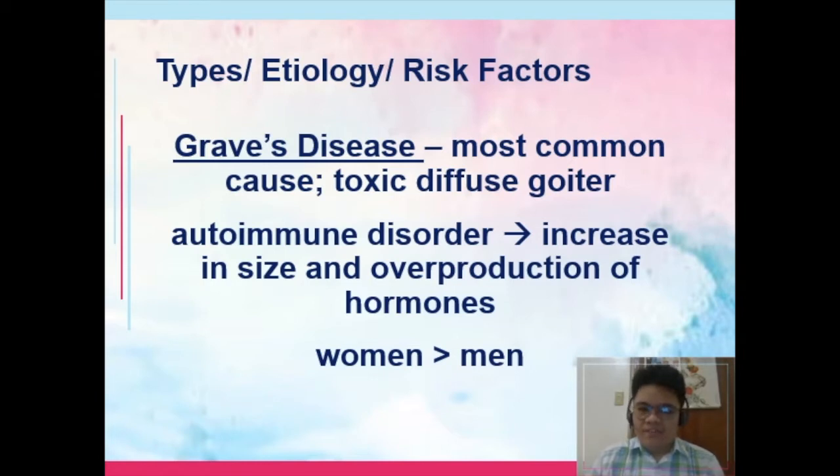One is your Graves' disease. Class, your Graves' disease is the most common cause of your hyperthyroidism. It is characterized by toxic diffuse goiter. Okay, it's an autoimmune disorder which leads to the increase in size and overproduction of hormones from your thyroid gland. Okay, it is more common in women compared to men. And they are usually triggered by emotional shock, stress, or even infection.